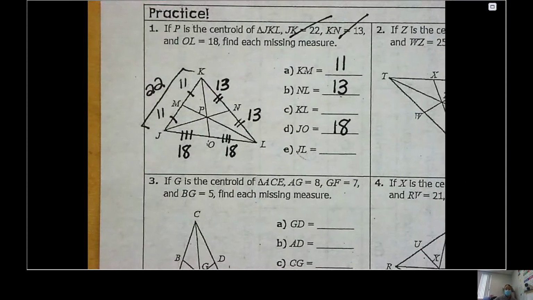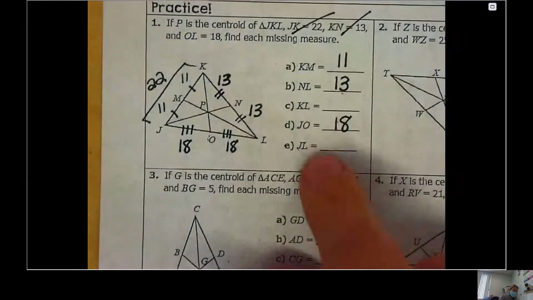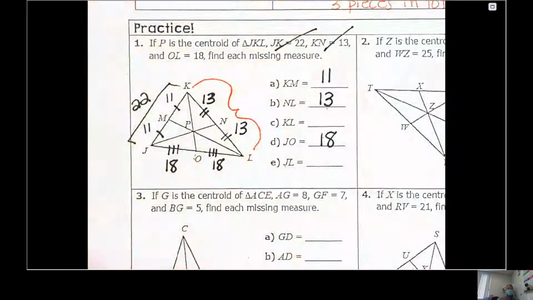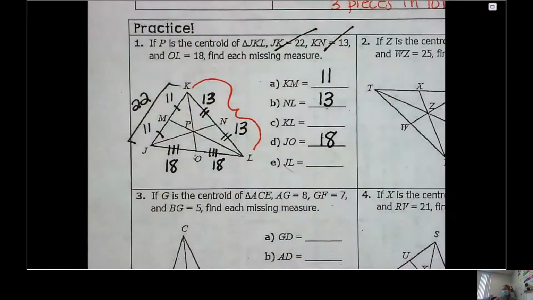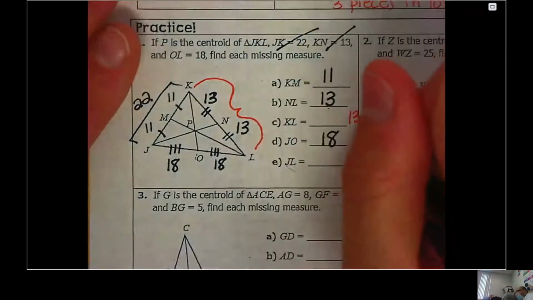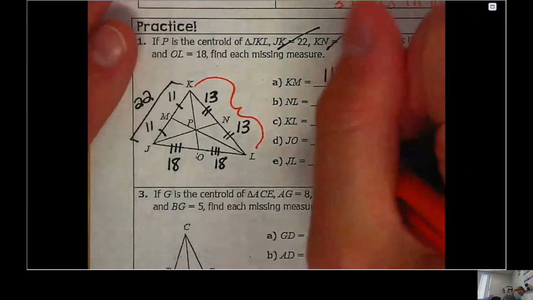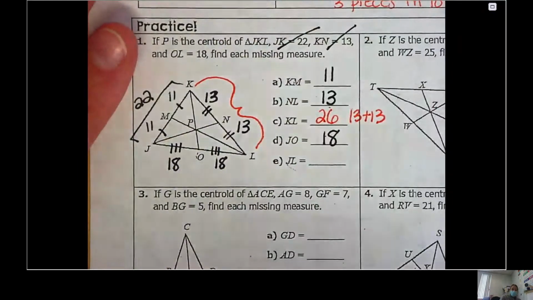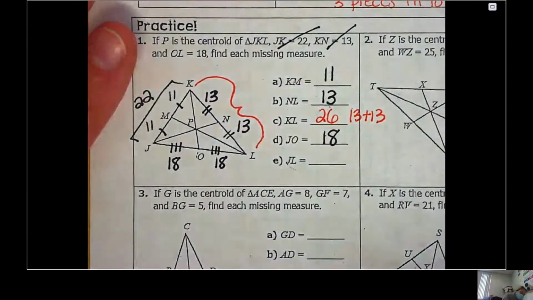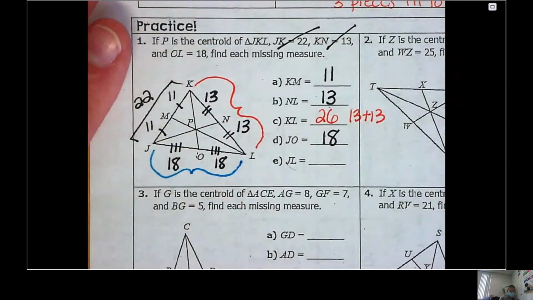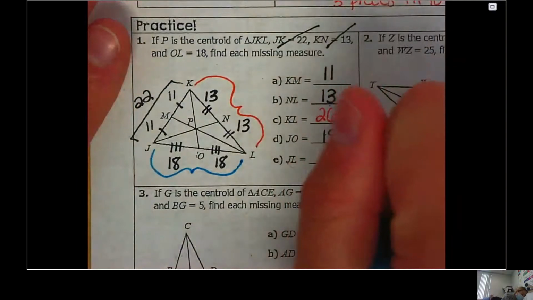Now, the last two that are left open are KL and JL. Let's look for KL. That is, from K to L, this whole segment is KL. How am I going to figure that out? Add 13 and 13. What is 13 plus 13? 26. You figured out that side. Last one is JL, which is this whole thing here. How am I going to figure out that whole thing? Add 18 and 18, which is what?